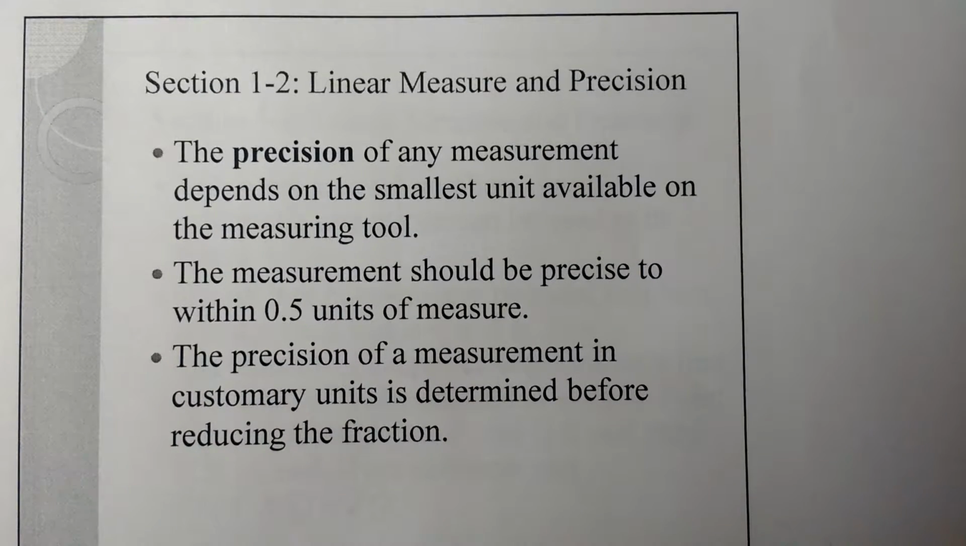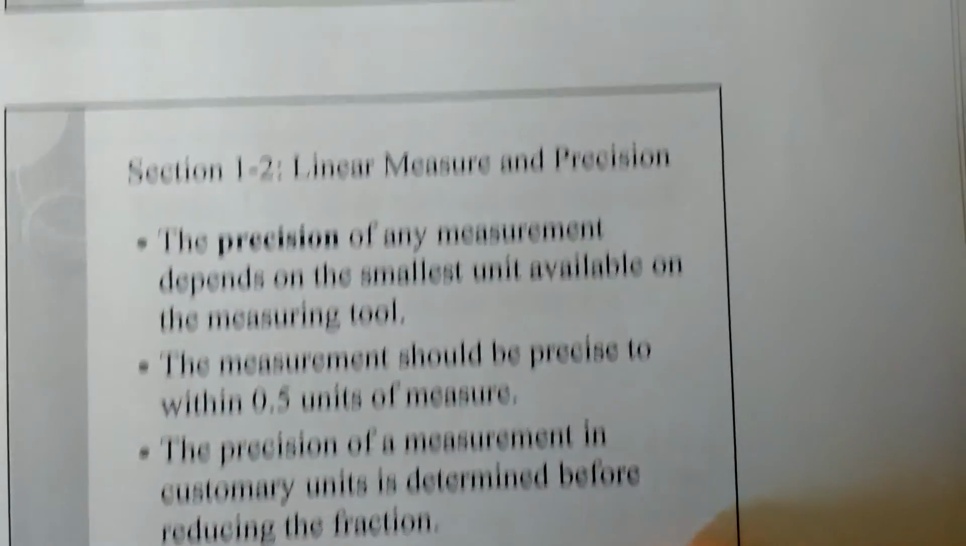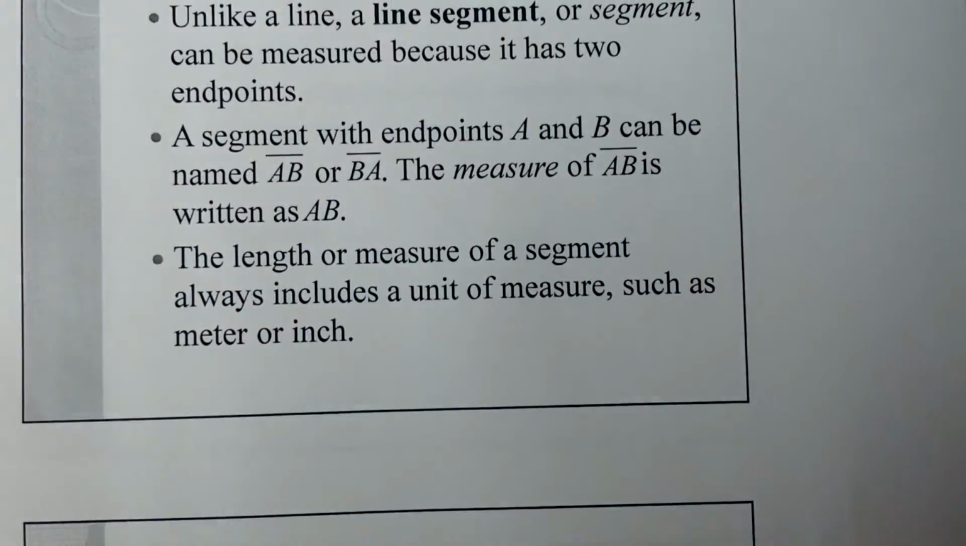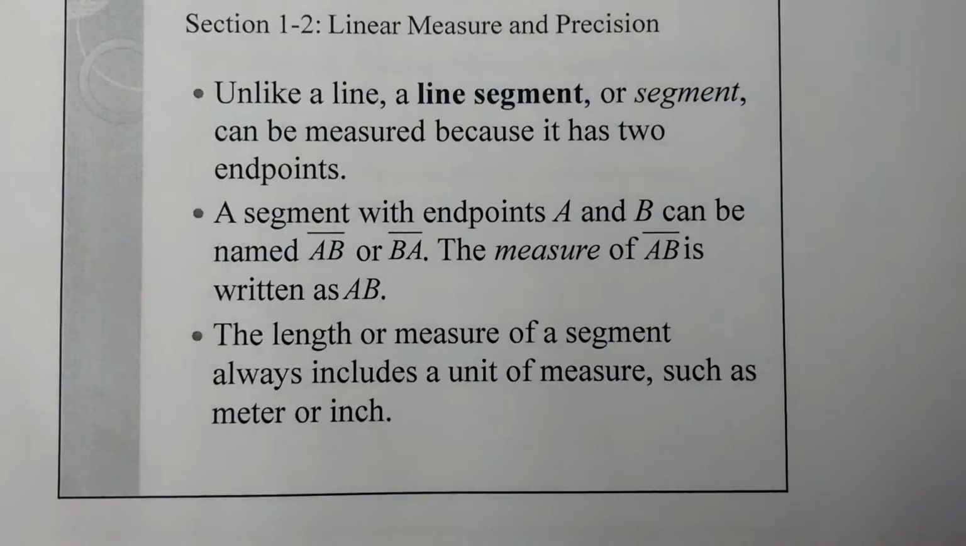When you talk about precision, you're talking about how accurately you can measure, or the exactness of the measurement that you're taking. It depends on the smallest unit available. For example, on a metric ruler, typically either centimeters or millimeters are your smallest unit available. So the measurement should be precise to half units of measure, and precision of a measurement in customary units is determined before reducing any fraction. Like if your measurement is 3/8, the precision would be 1/16 of an inch.